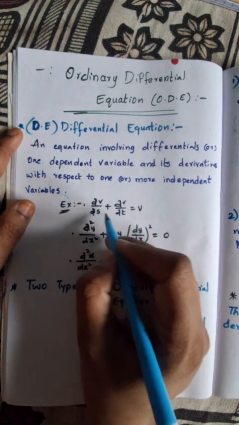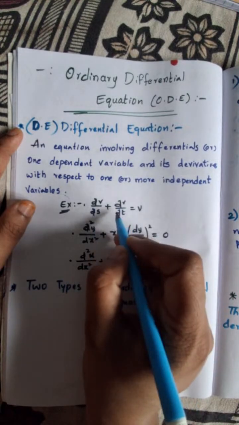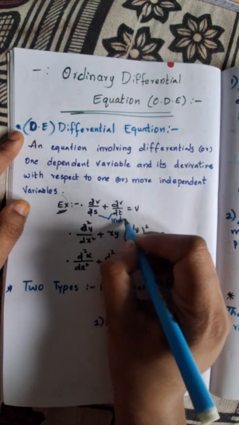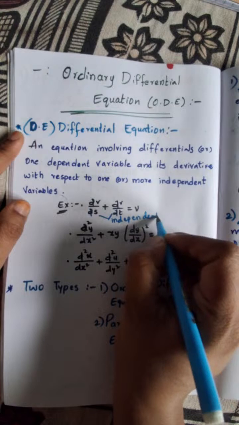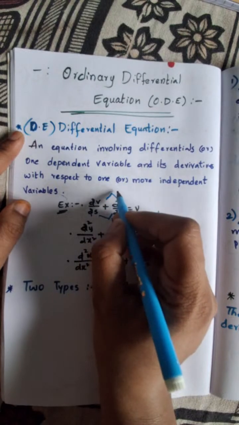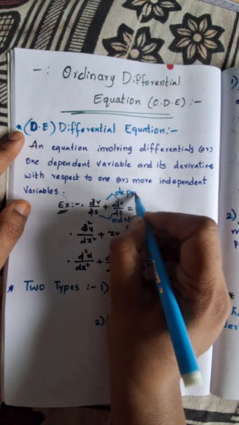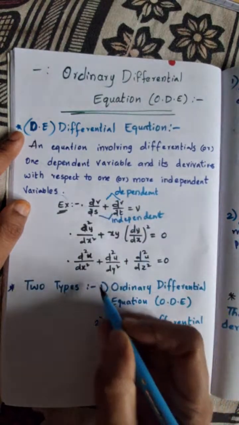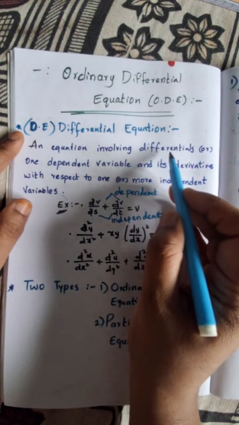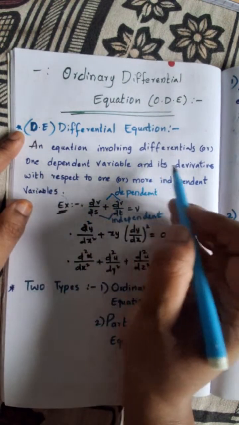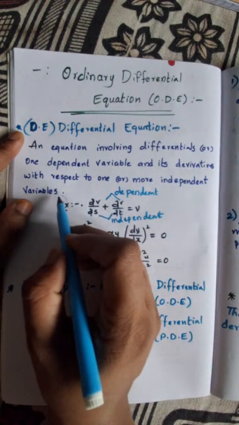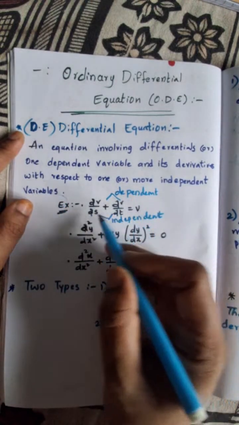In this, s and t are the independent variables. In the numerator we have v, so with respect to v we have the dependence. We have only one dependent variable and two independent variables. So, an equation involving differentials of one dependent variable and its derivatives with respect to one or more independent variables. We can have one or more, even more than two.